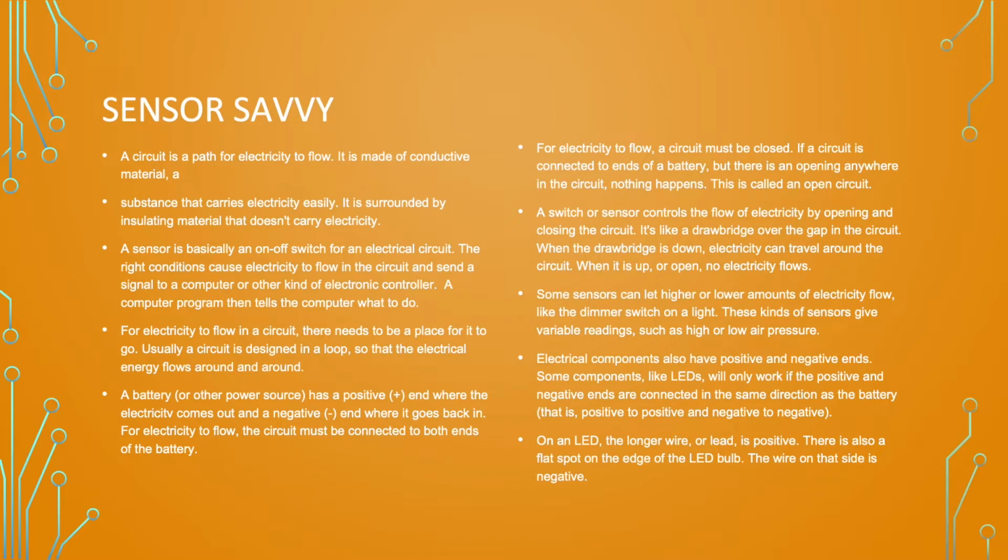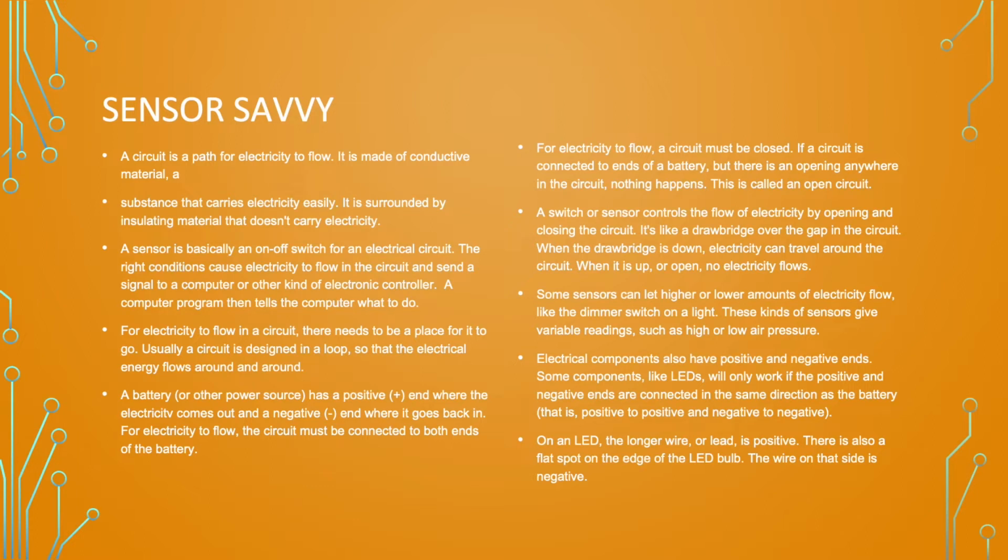For electricity to flow, a circuit must be closed. If a circuit is connected to the ends of a battery, but there is an opening anywhere in the circuit, nothing happens. This is called an open circuit. A switch or sensor controls the flow of electricity by opening and closing the circuit. It's like a drawbridge over the gap in the circuit. When the drawbridge is down, electricity can travel around the circuit. When it is up or open, no electricity flows.